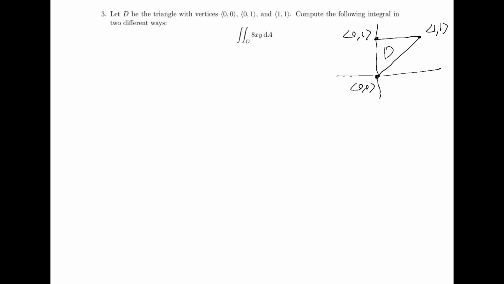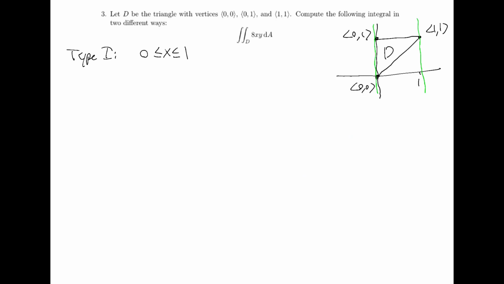And again, I have to compute it in 2 different ways. That means I can do it in type 1 and type 2. So let's first look at type 1. For type 1, we need to figure out what are the bounds for x. So x is between some fixed numbers. Let's draw this in green. So we see x is between the 2 green lines over here, which is 0 and 1. So x is between 0 and 1.